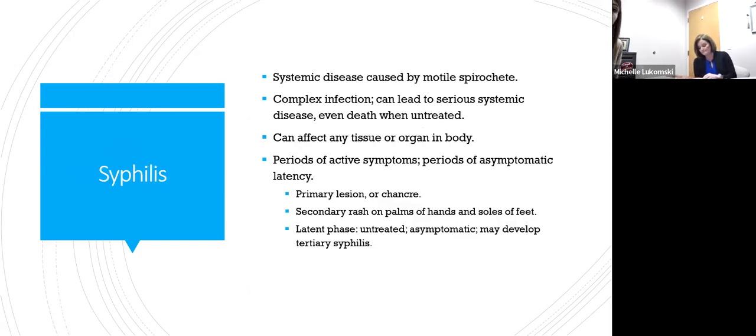So, syphilis, a complex infection for sure, right? It leads to serious systemic disease, even death, if left untreated. And supposedly syphilis is on the rise in the United States.